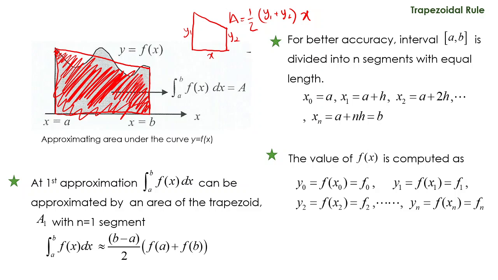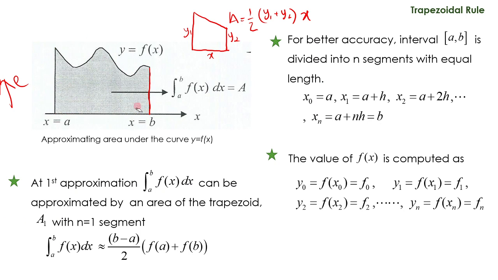If we compare the calculation and also the real area, this one will get the higher error. So that's why for better accuracy, the interval between A and B is divided into n segments with equal length. I try to erase first.